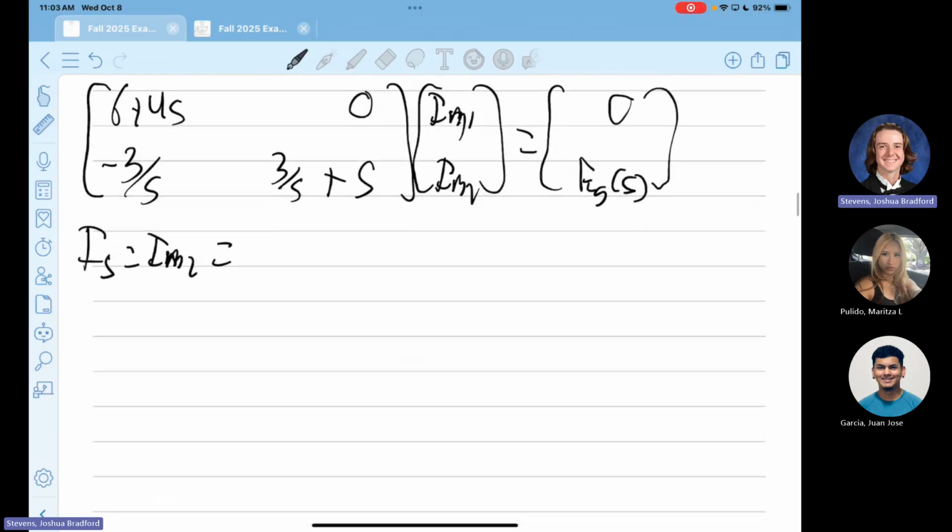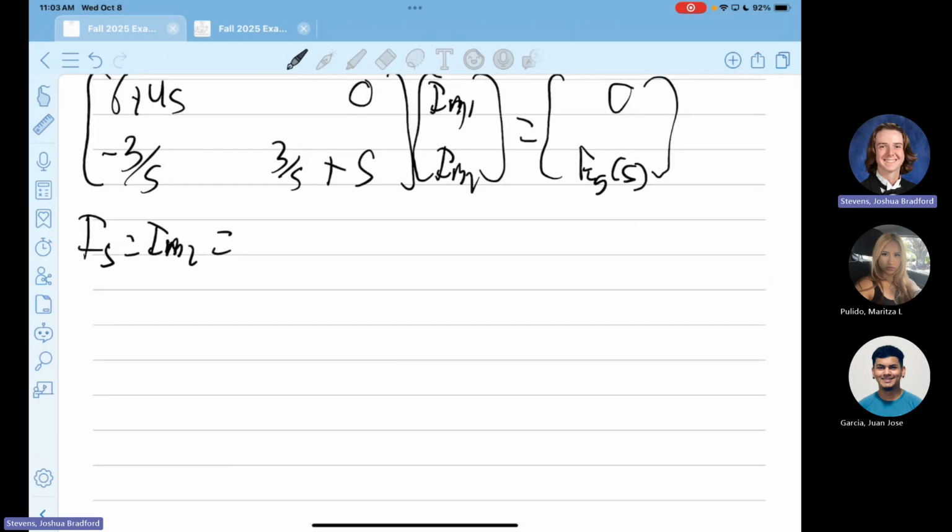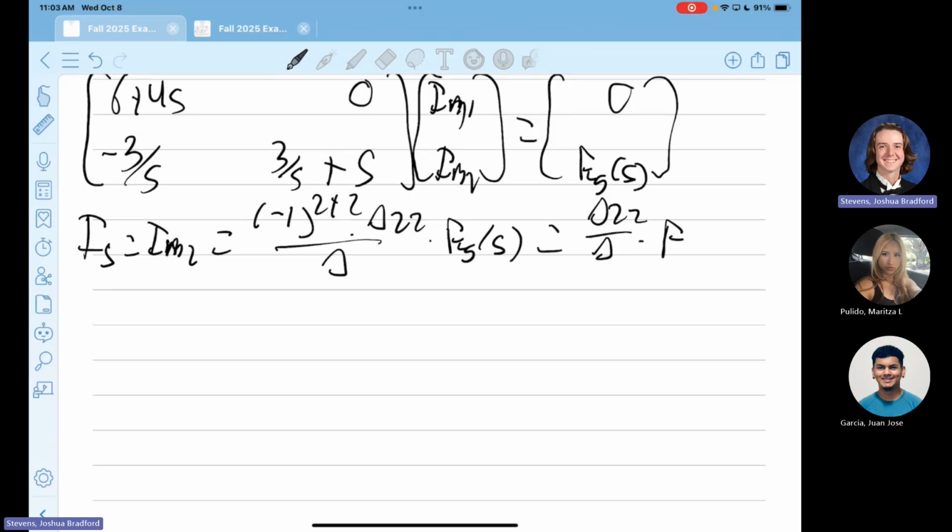But because of that, we then have the fun thing of we put the -1 to the i plus j, which in this case they're both 2, right? Times delta ij, which in this case is just delta 2 over delta, times EG of S. Well, what is -1 to the 2 plus 2, which would be -1 to the 4th? What is that? Just 1. So in that case, it's just delta 2 over delta times EG of S.